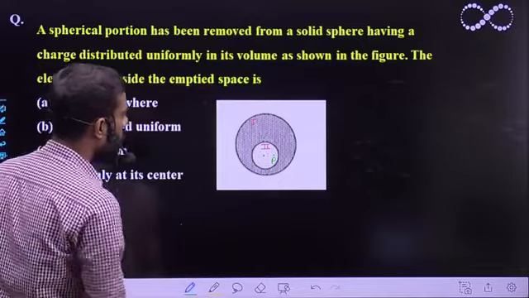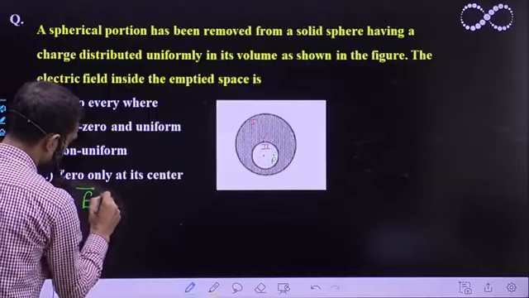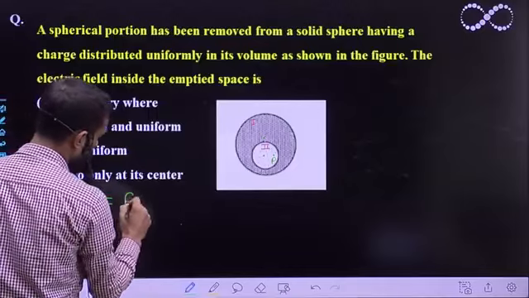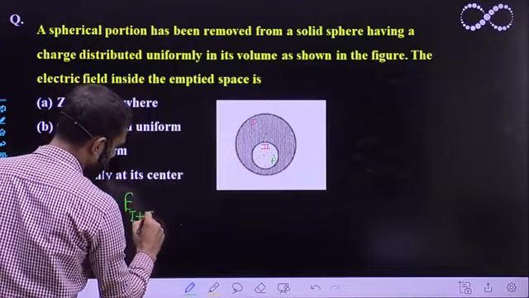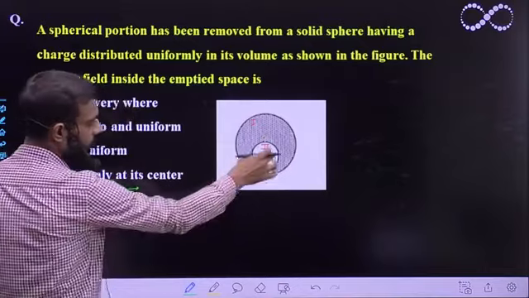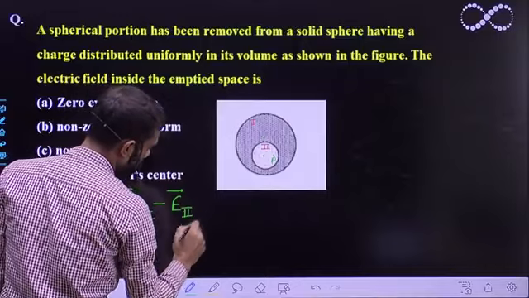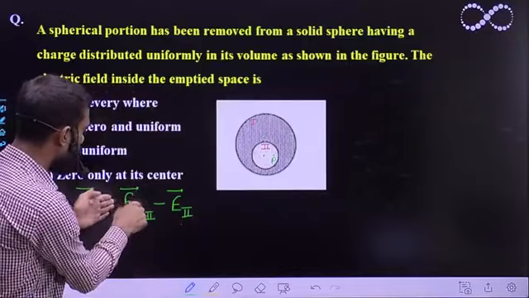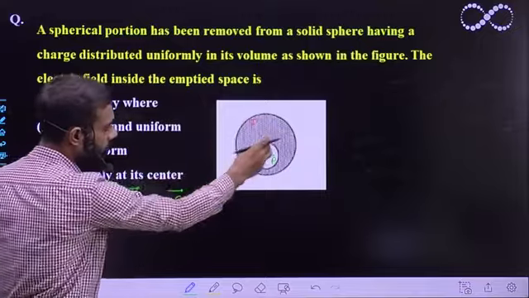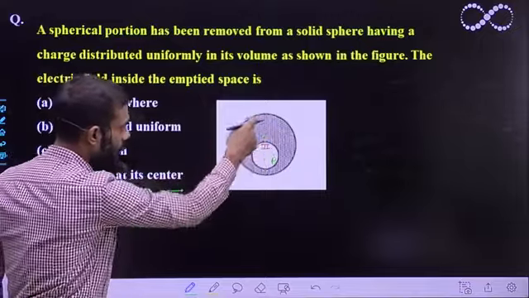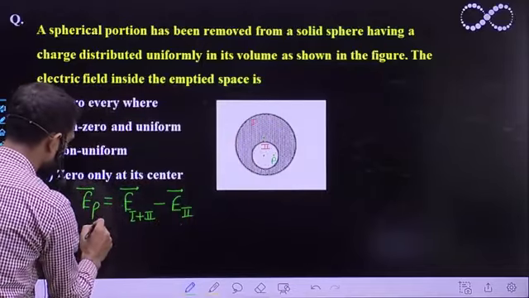Now I can say the electric field at point P will be equal to the electric field due to the whole sphere, that is 1 plus 2, minus the electric field due to part 2. If you subtract part 2 from the whole, 1 plus 2, then you will get the electric field due to part 1 only, at P.